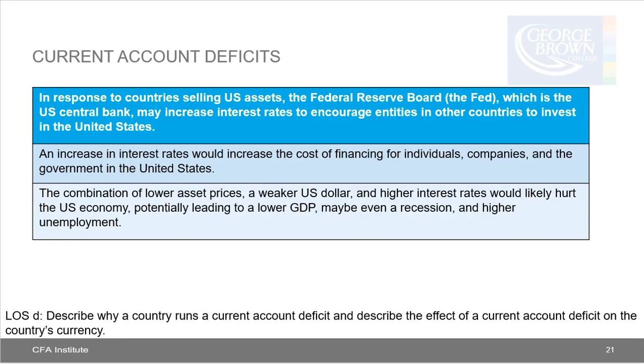In response to countries selling US assets, the Federal Reserve Board, or the Fed, which is the US central bank, may increase interest rates to encourage entities in other countries to invest in the United States. An increase in interest rates would increase the cost of financing for individuals, companies, and the government in the United States. The combination of lower asset prices, a weaker US dollar, and higher interest rates would likely hurt the US economy, potentially leading to lower GDP, maybe even recession and higher unemployment.